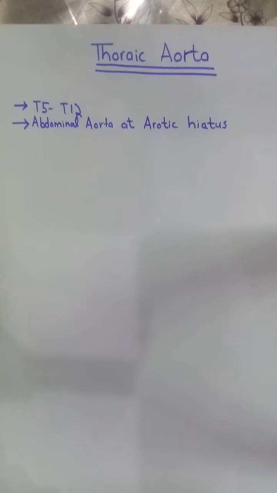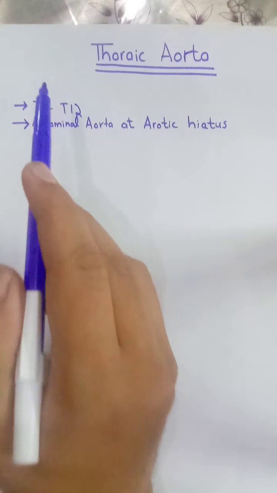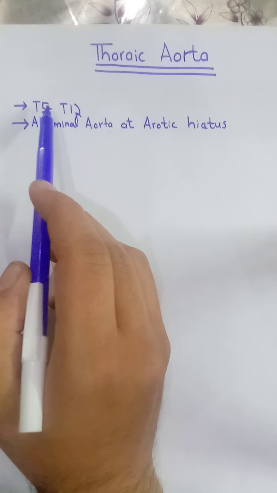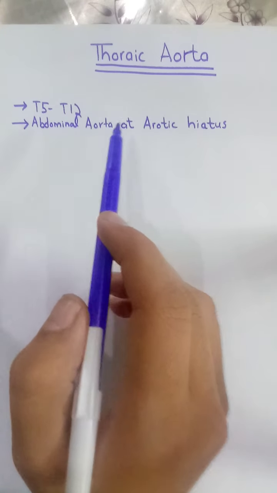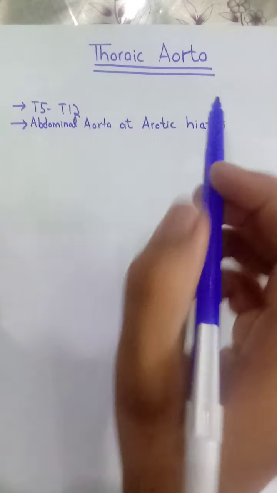So today we will discuss the thoracic aorta, which is a part of the aorta, the main artery which carries the blood from the heart to the whole body. It is the third part of the aorta. The first parts we have discussed in separate videos: the ascending aorta, then the arch of aorta, and now we are discussing the thoracic aorta. It extends from the level of T5 vertebra to T12 vertebra, where it becomes the abdominal aorta, and it passes through the aortic hiatus in the diaphragm.